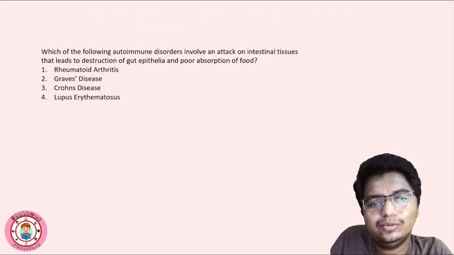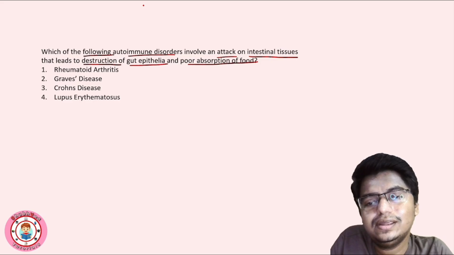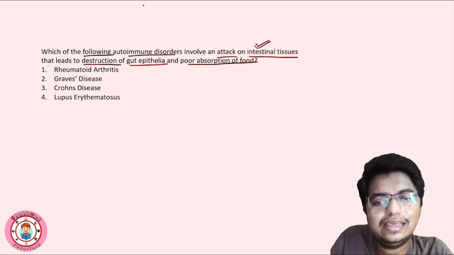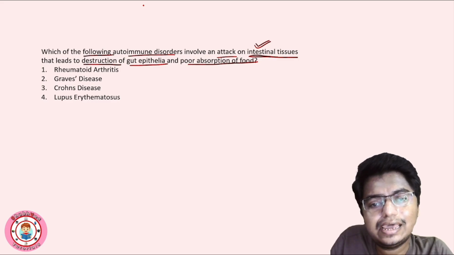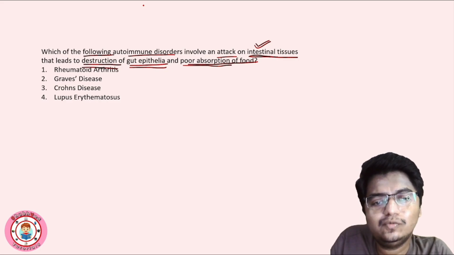So the first question for today is, which of the following autoimmune disorders involves an attack on intestinal tissues that leads to destruction of gut epithelia and poor absorption of food? Okay, intestinal lumen. Right, I am showing you how you can solve it easily. In the question, you have to pay attention to the terms. Intestinal is here, and poor absorption of food. Okay, destruction of gut epithelia. That means this autoimmune disorder is related to the intestine. So what are the options?